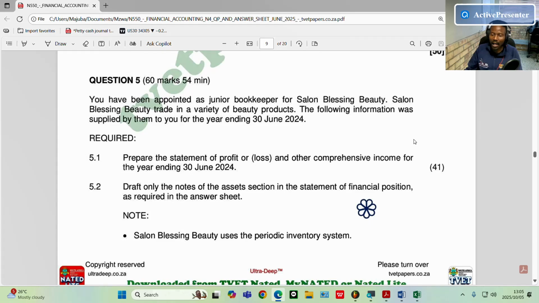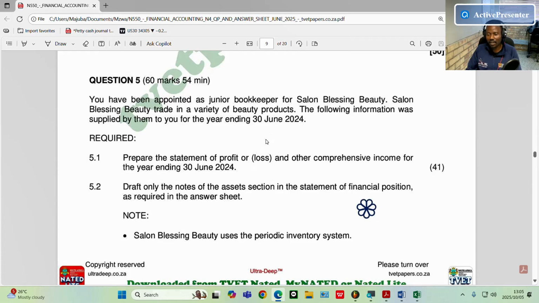So today I'll be attempting a question from a final exam question paper, which was written on the 6th of June 2025, first semester. I'll be doing question 5. It's the financial statements of a sole trader. I believe once you master this type of question, you'll stand a great chance of acing the final exam. This is 60 marks and the paper is out of 200, meaning this question alone counts 30% of the whole paper.